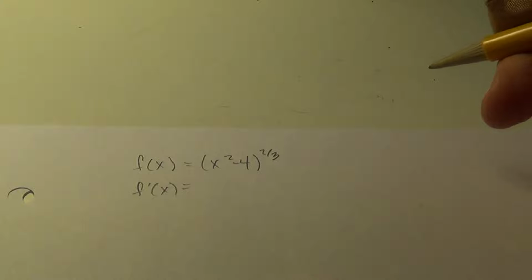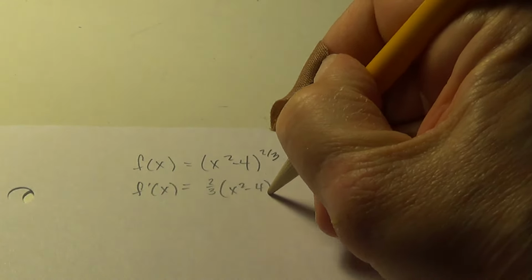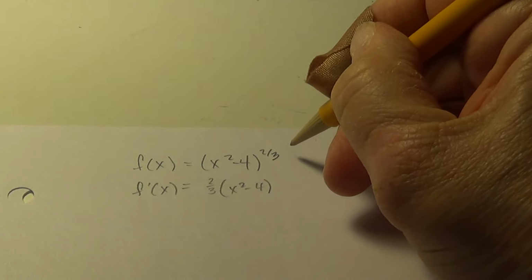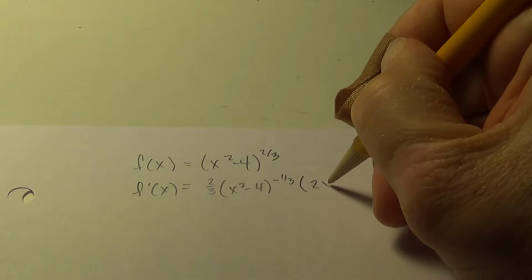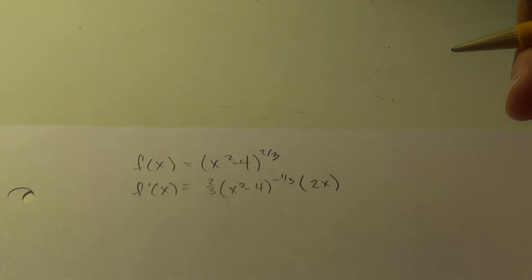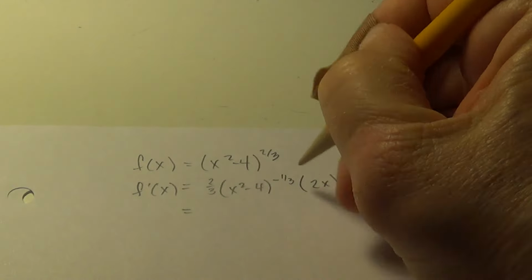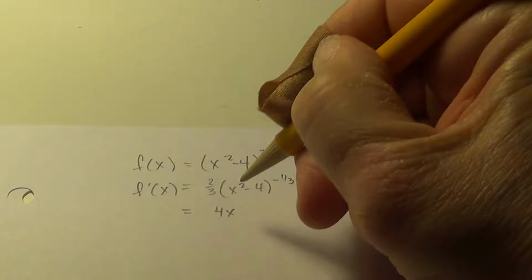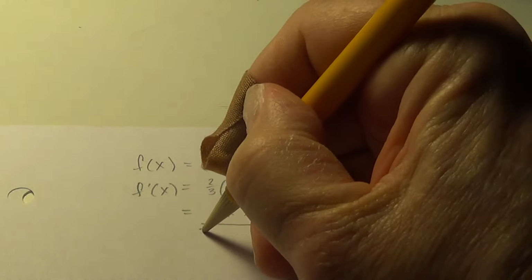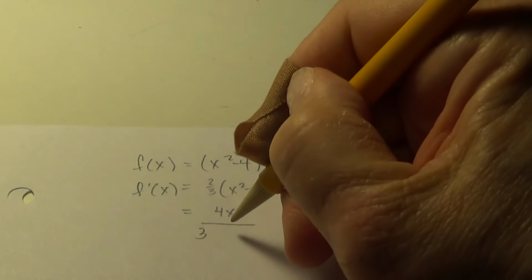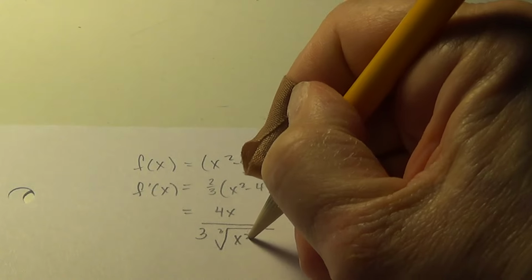Alright, so 2/3 times something raised to the 2/3 minus 3/3, which is a negative 1/3, times the derivative of that something. Our favorite chain rule. Let's clean it up a little bit. So 2x and 2 give me a 4x in the numerator. And in the denominator, I have a 3, and that stands for a cube root of x squared minus 4.